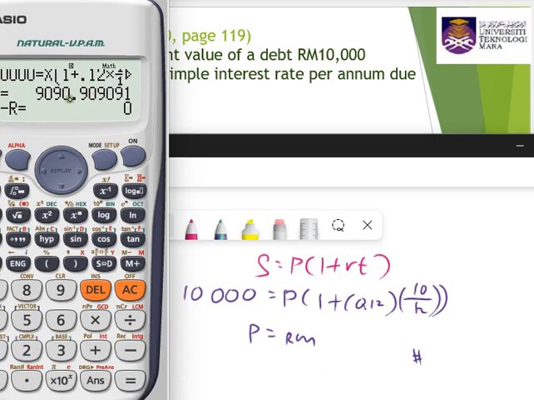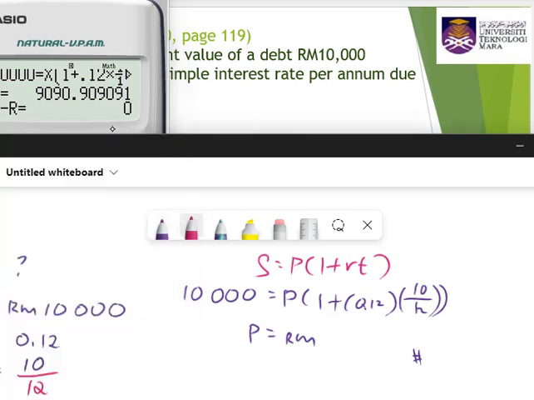So there you go. Your answer is 9,090 ringgit and 91 cent. So just get your answer, and don't forget the unit RM, 91 cent. So that's your last answer.